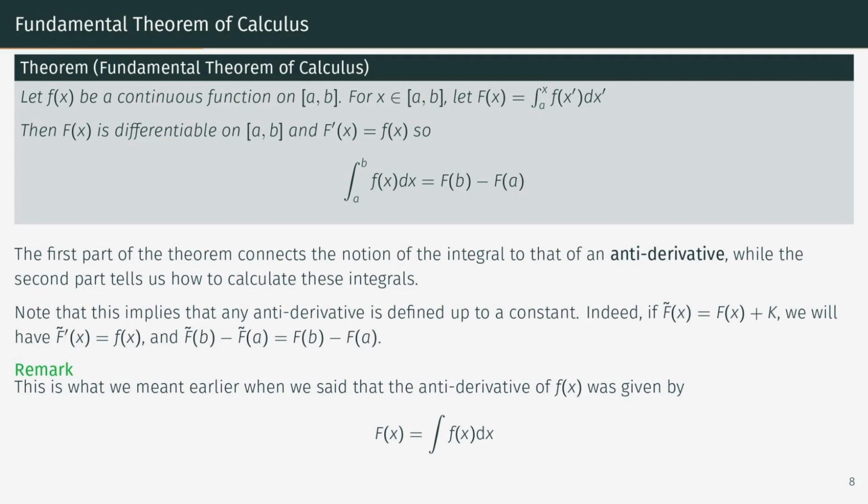Indeed, if F tilde of x equals F of x plus k, then we have F tilde prime of x equals f of x, and F tilde of b minus F tilde of a equals F of b minus F of a. This is what we meant earlier when we said that the antiderivative of f of x was given by F of x equals the integral of f of x dx.